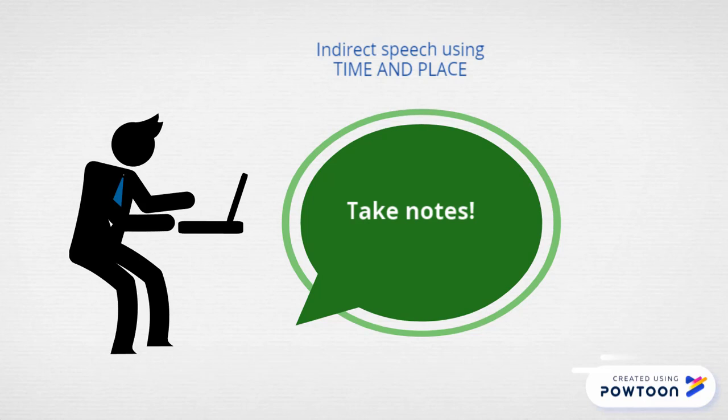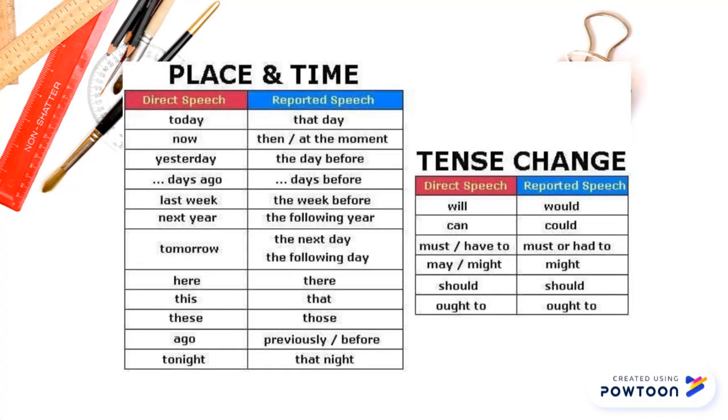The last topic is indirect speech using time and place. Take notes. When we are talking about place and time, direct speech changes into indirect speech. If you see right here, we have direct speech and reported speech. Remember that reported speech is the same thing as indirect speech.